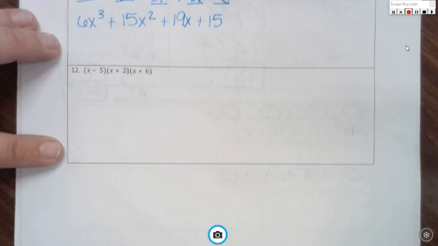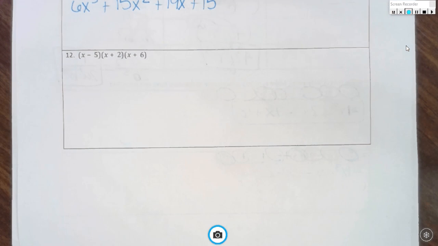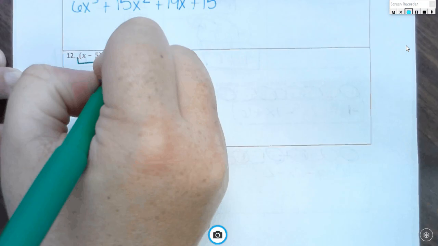Moving right along, number 12. So for number 12, I am multiplying. I have 3 binomials here, okay? So when I have 3 binomials, I have a little more work to do because I can't multiply more than 2 at a time. So what I'm going to do is I'm going to look at just the first 2 first, okay?